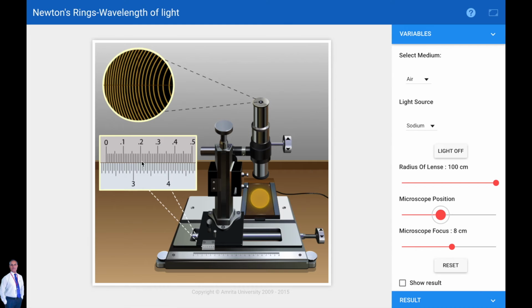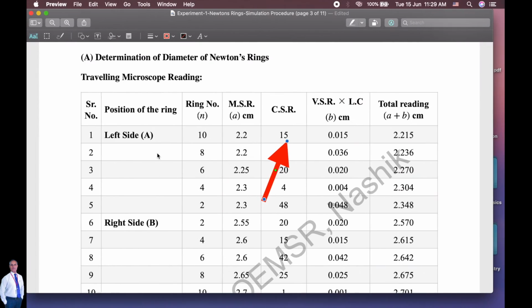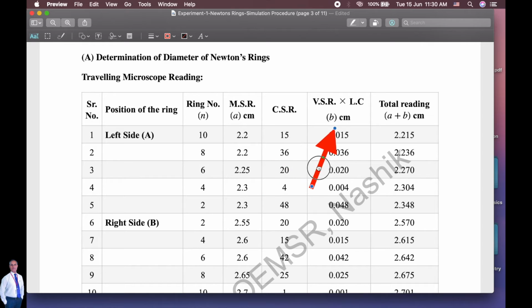Actually this is a very rough arrangement I am showing you. Previously I measured the 15th line. Somewhere there is the 15th line which exactly coincides with the main scale, and that will be your vernier scale reading. So 15 into the least count gives 0.015 centimeter. The total reading is A, that is 2.2, plus B, which is 0.015. If you add them, we have 2.215 centimeter. So this is the left hand side reading for the 10th ring.